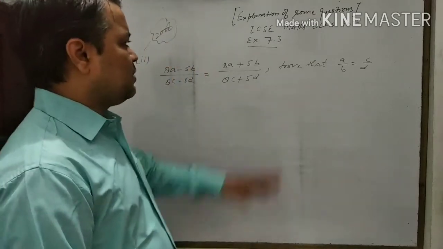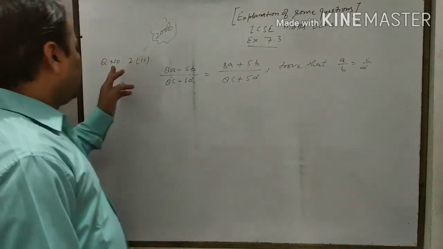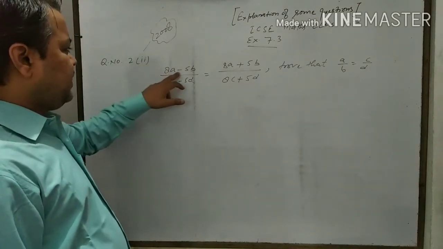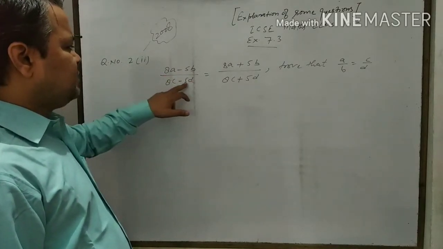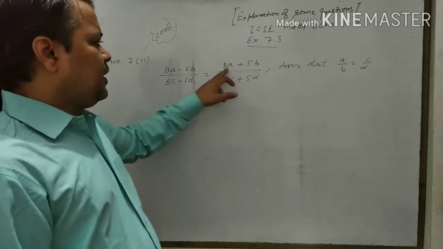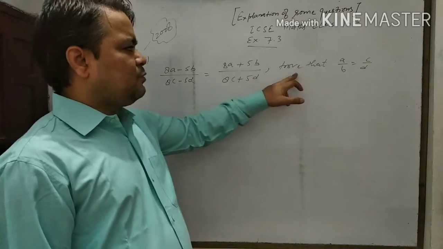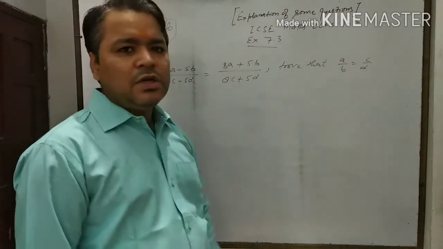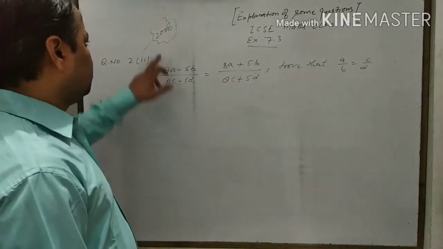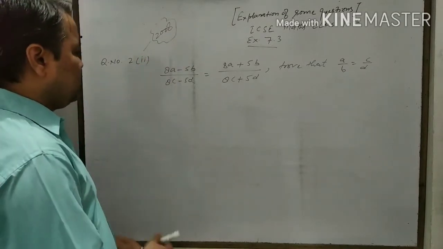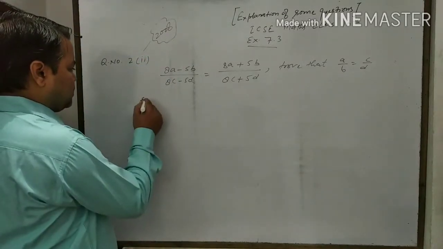The first question of exercise 7.3 is question number 2, part 2: (8a minus 5b) upon (8c minus 5d) is equal to (8a plus 5b) upon (8c plus 5d), and we have to prove that a by b is equal to c by d. This question was asked in year 2008. Now let us see the process of solution.